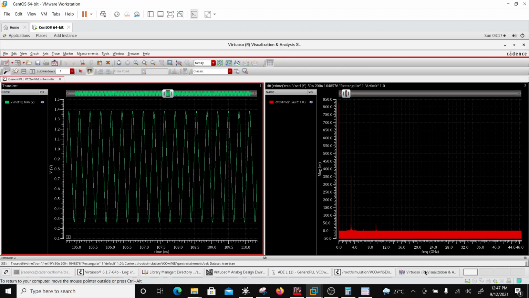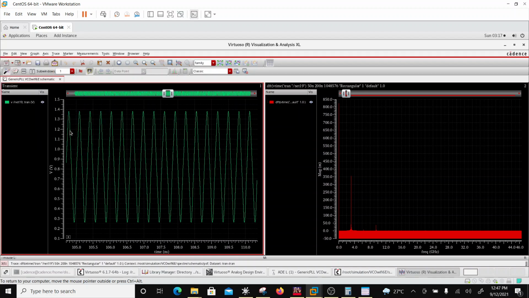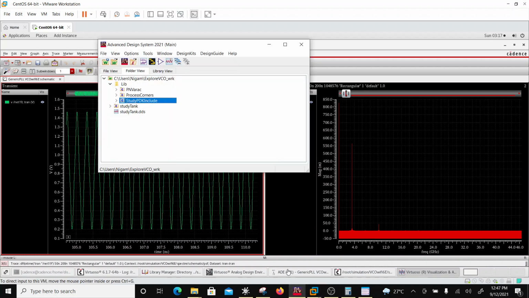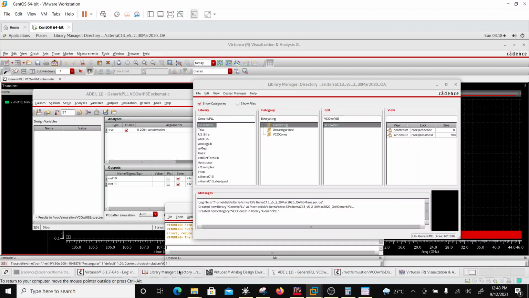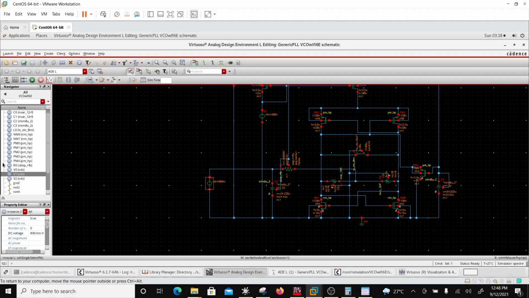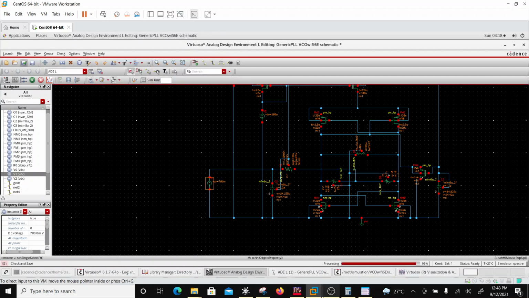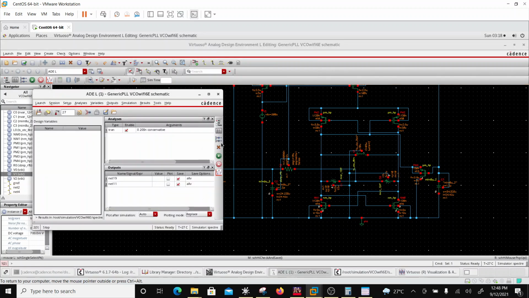Okay, and say file, reload windows, and this one is 3.4. Even that we don't want. Okay, so let's go here. Where is it? Let's look at 0.7 and check and save. You can simulate this.